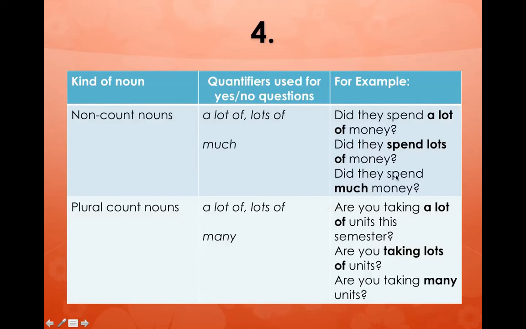All the same meaning. Here I have plural count nouns. I can use a lot of, lots of, or many to ask a question. Are you taking a lot of units this semester? Are you taking lots of units? Are you taking many units? All mean the same thing.